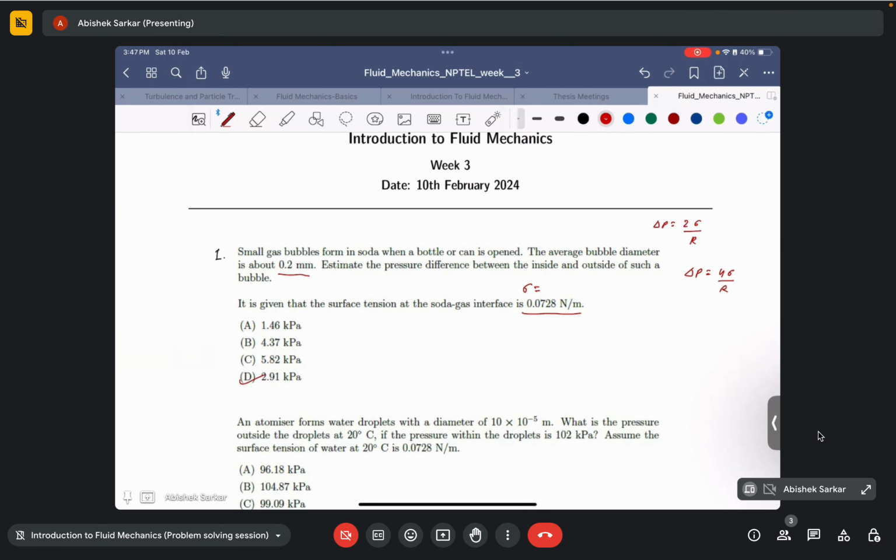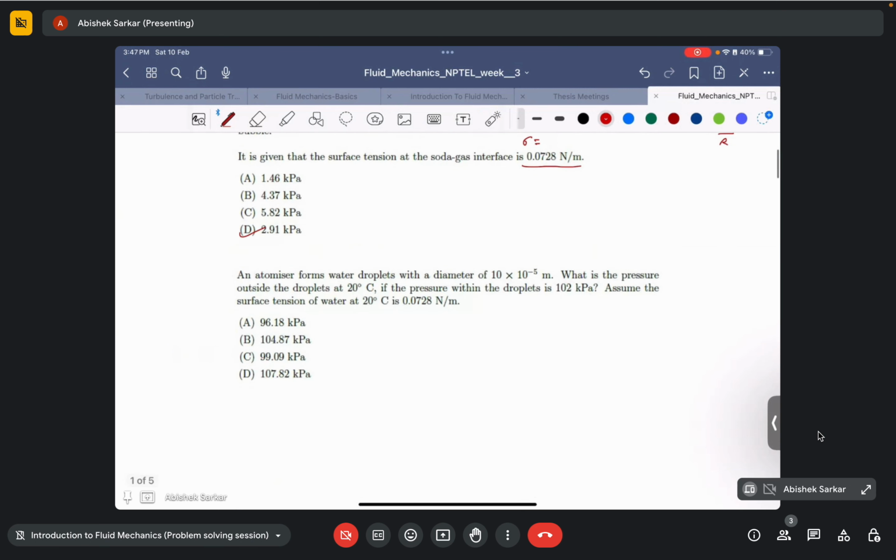Okay then, similarly, let's go to the second question. An atomizer forms water droplets with a diameter of 10 into 10 to the minus 5 meter. What is the pressure outside the droplets at 20 degrees Celsius if the pressure within the droplets is 102 kilopascal? Assume the surface tension of water at 20 degrees Celsius to be 0.0728 Newton per meter.